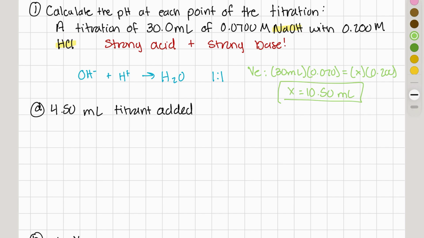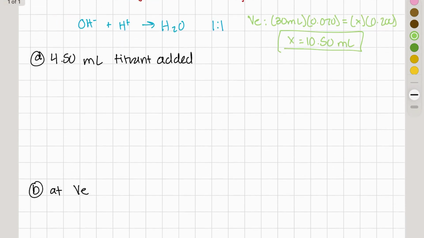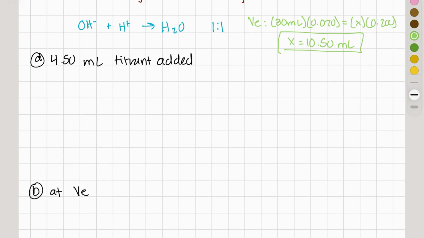Alright, so for every titration problem that you're going to see, this is how I would start. Notate what you have in your titration, write out the reaction, and then find your equivalence point, because that's going to be very important to figure out the next few steps. So the first thing we want to do is find the pH when we are at 4.50 milliliters of our titrant added. So that means that we are before VE.